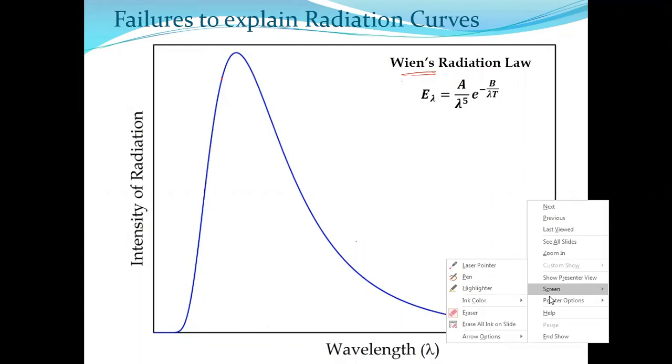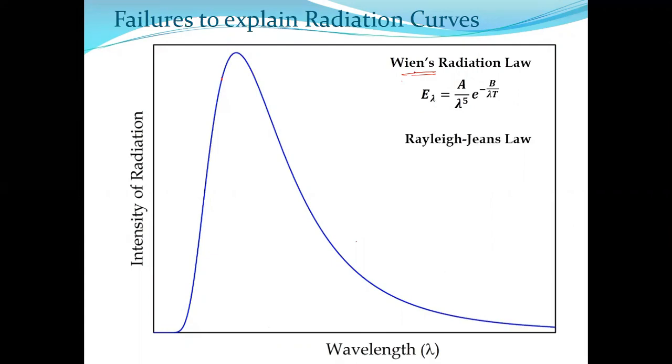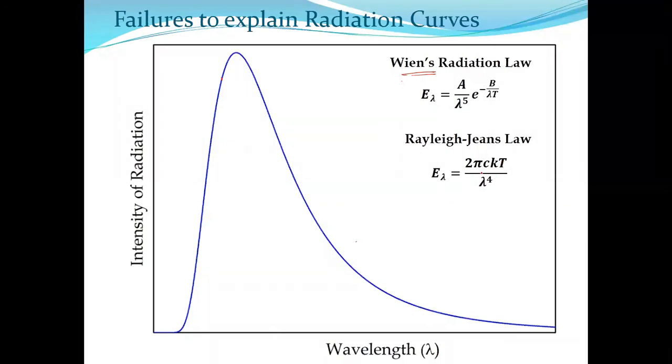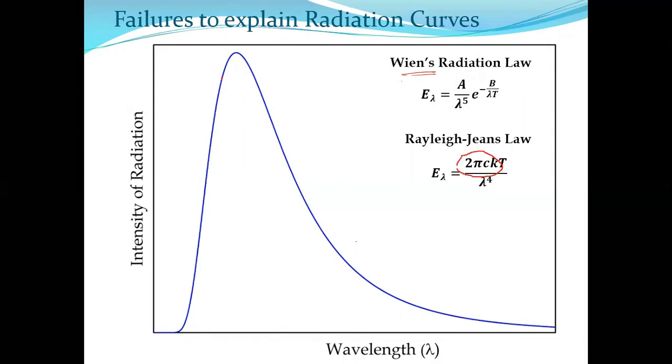So next is Rayleigh-Jeans law. Rayleigh-Jeans law gave this type of formula. The intensity of radiation E lambda again depends on temperature and wavelength, but the nature of the formula is changed. It is 2 pi c kT by lambda to the power 4. Since it is very easy, I have written it in the whole form, or you can write this whole thing as a constant. C is the velocity of light in free space, a constant. K is the Boltzmann constant. So 2 pi c k is a constant.